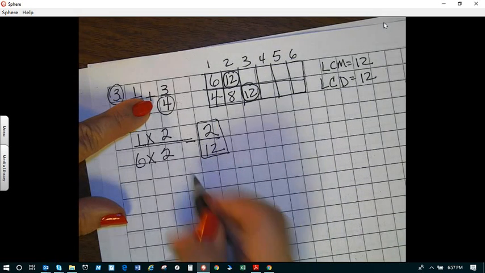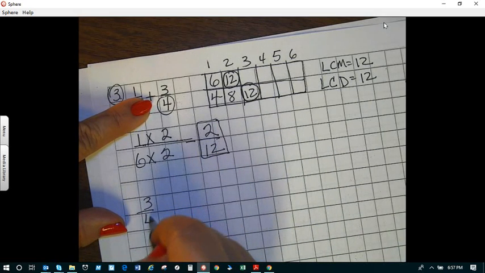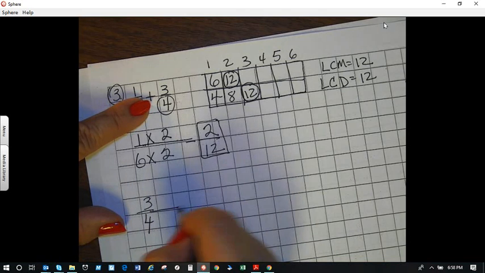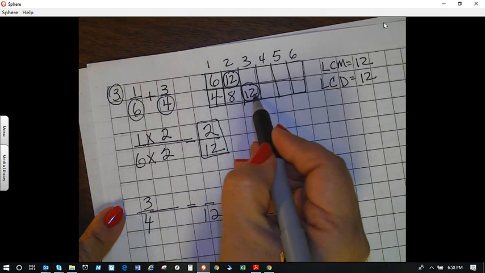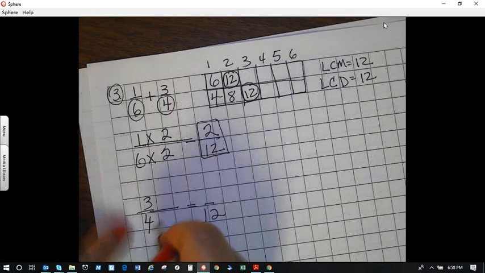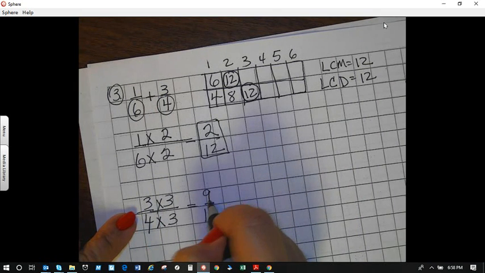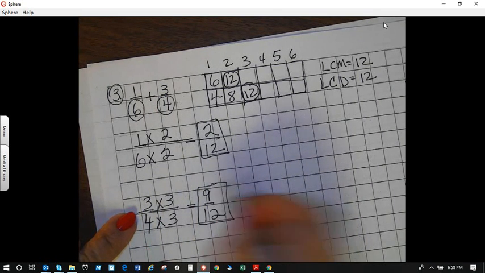Now I'm going to my 3/4. And I know that I need to change that to a 12 as well. 4 goes into 12 3 times. So I know that's 4 times 3 equals 12. 3 times 3 equals 9. And there's my new fraction, which is my equivalent.